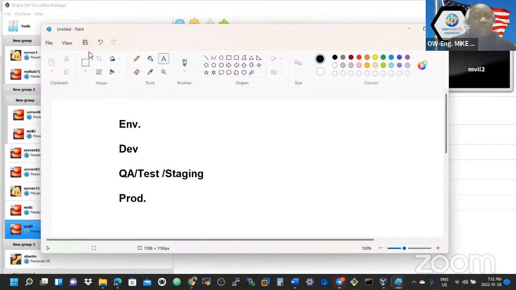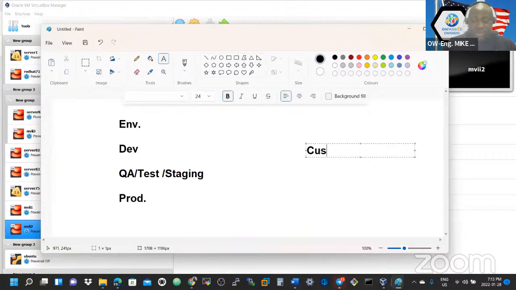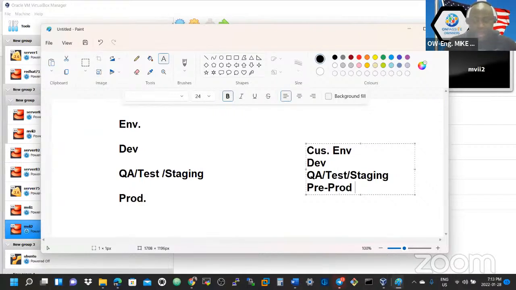Now, we have another environment, which is not generic. This one now is the one that is customized. So the customized environment, ENV, where we have the dev, the QA, again QA or test, or staging. Then we have the other one, which is either pre-prod, PROD, and or the disaster recovery. And we have the prod at the end.